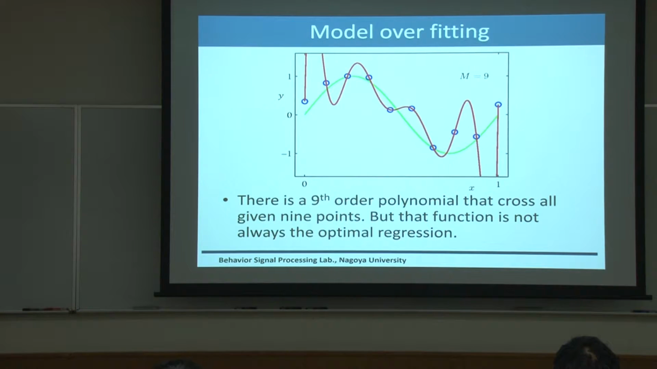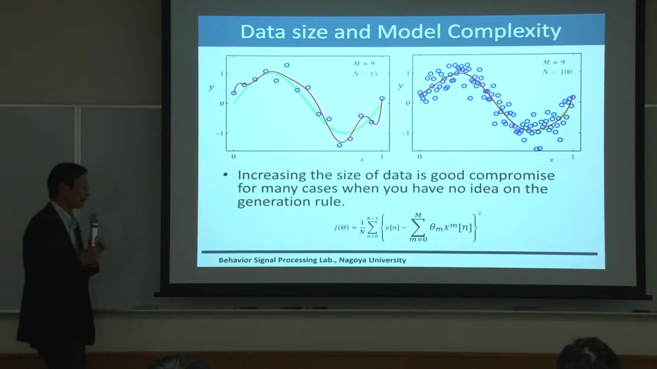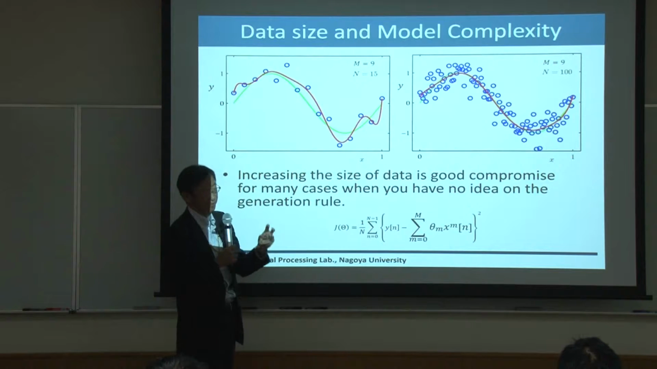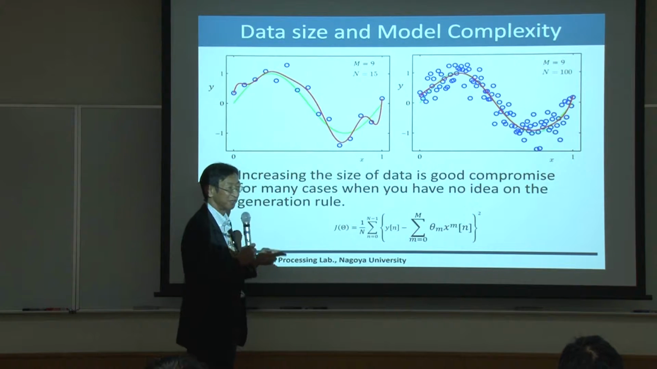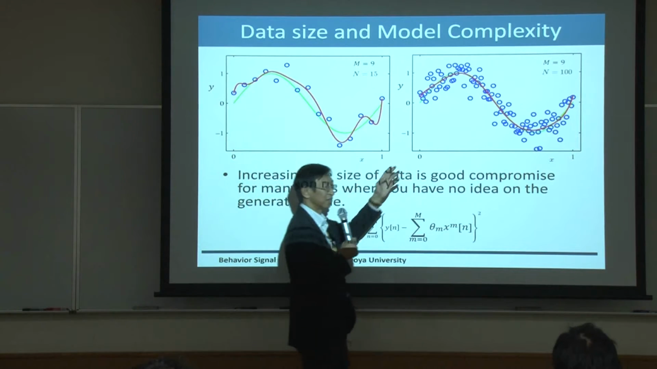Defining the optimal order of the polynomial is one of the hot topics, and probably some of you have studied how to solve this problem. Roughly speaking, there are two ideas. One very efficient and easy idea is to increase the number of data.